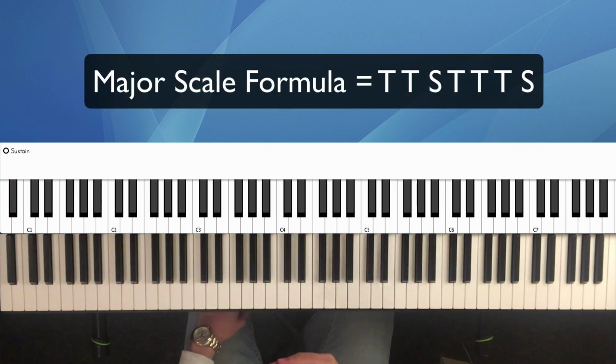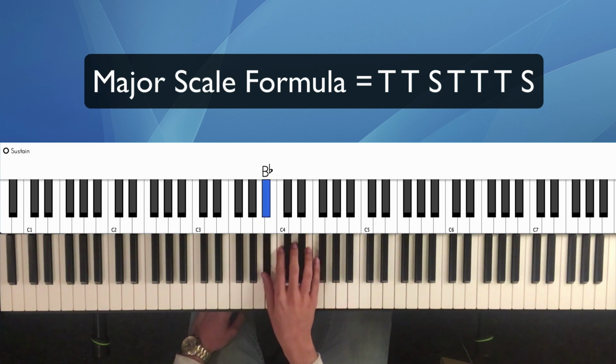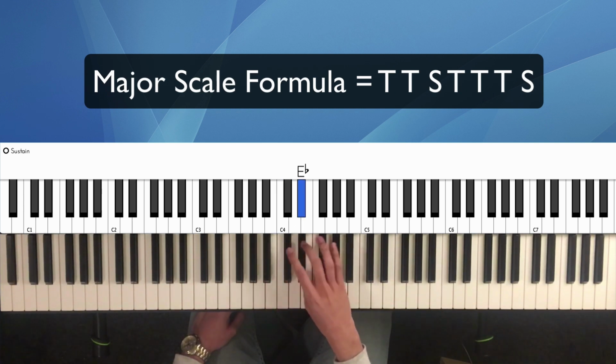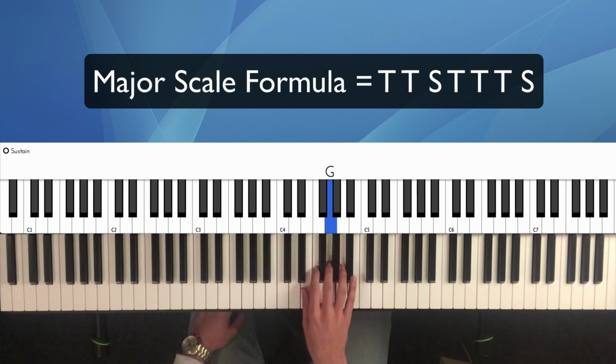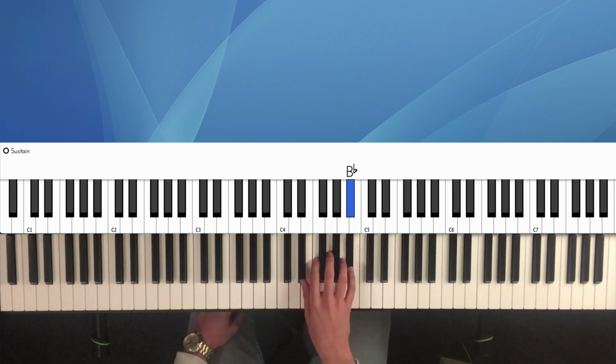So for B flat major, we're doing a major scale, so you're going to apply the major formula. We're going to go to B flat, T, T, S, T, T, T, S. Then you're going to play that with the correct fingering. So right hand is going to be 1, 2, 3, 1, 2, 3, 4, 5. 1, 2, 3, 1, 2, 3, 4, 5. And then come back down if you can.